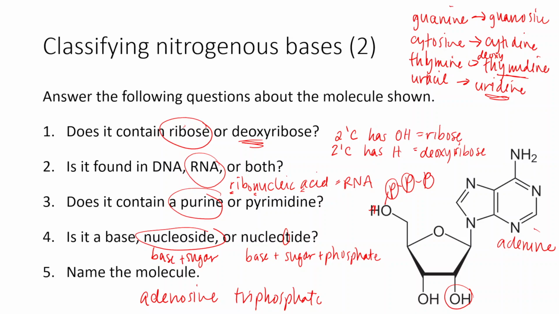So because this sugar is a ribose, we called it adenosine. If we took away this OH, it would be deoxyadenosine. Or if there were phosphates here, we would call it deoxyadenosine triphosphate. Great question. Thank you. Any other questions about this?